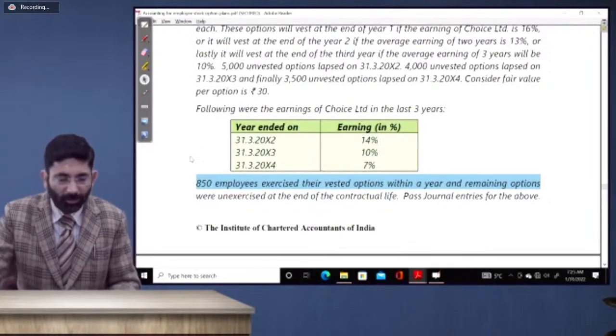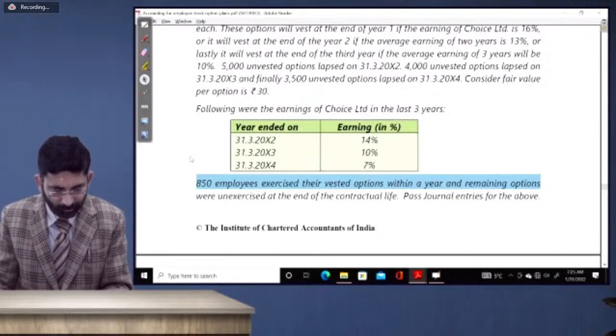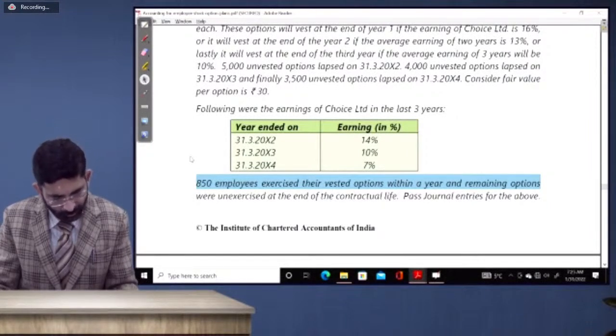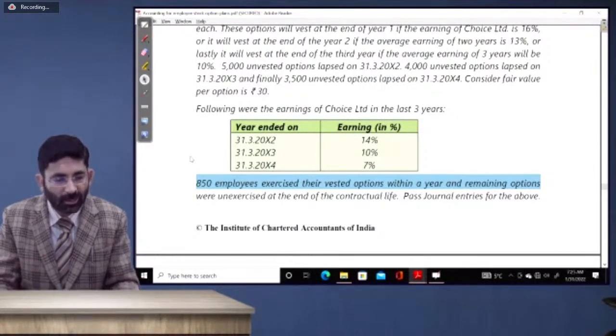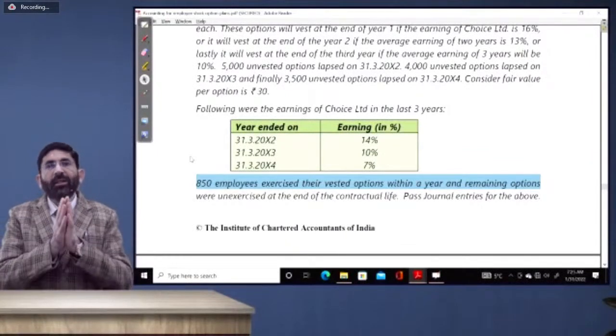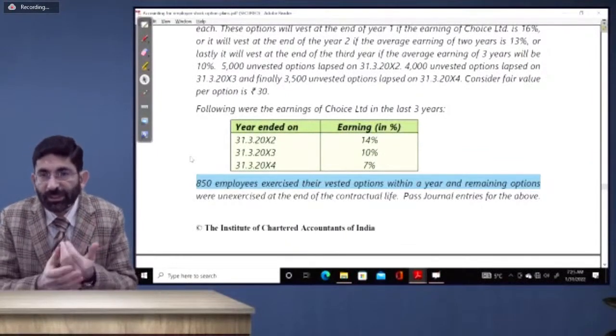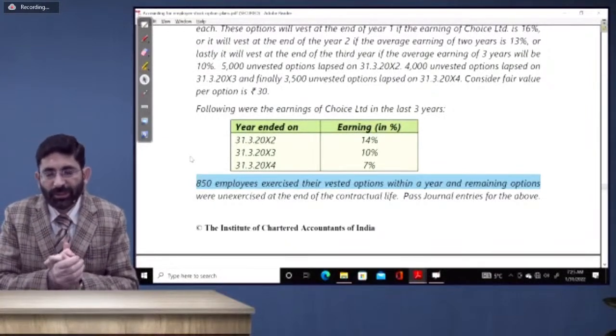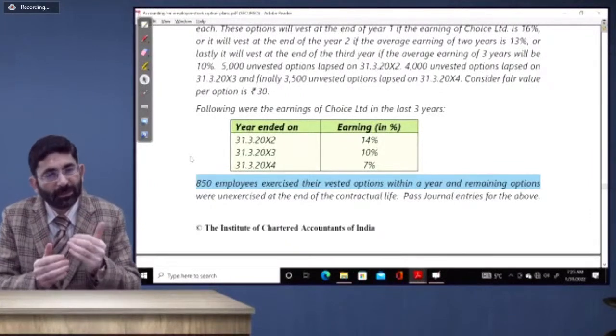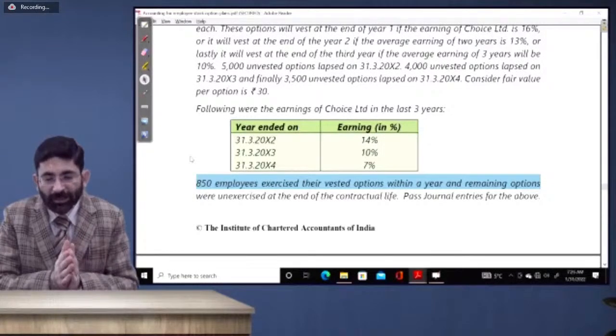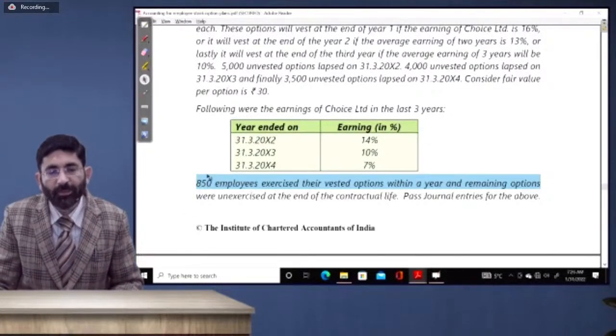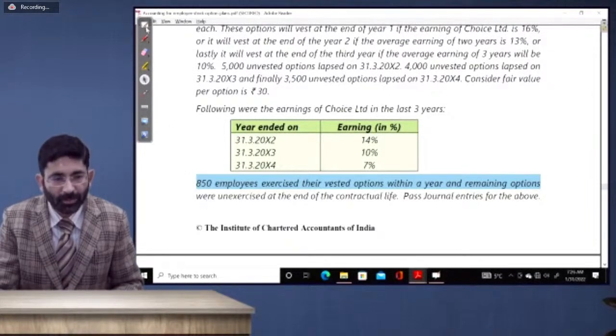Let's understand the concept one by one. Now he has given you the information that these persons will get shares in this case, but this is not our calculation. They have to check whatever is the expectation, whatever they have earned. Final thing given to us is that 850 employees have gone for the options.